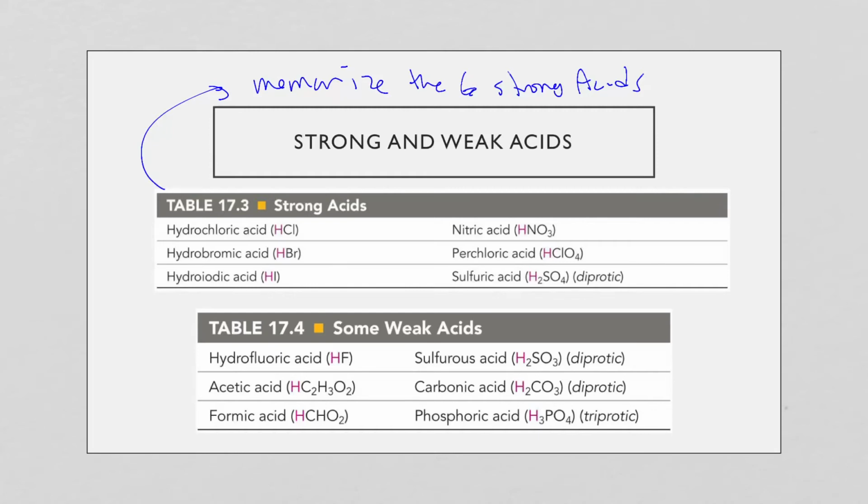All of the other hundreds of acids, these just being a few of them, are weak acids. So all of our carboxylic acids, all of our carbonate and bicarbonate acids, and some of our binary acids and some of our oxyacids are going to fall into this category of weak acids.